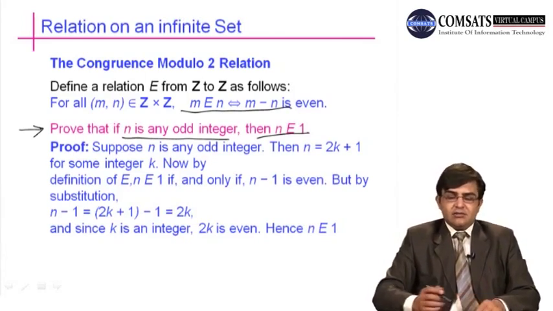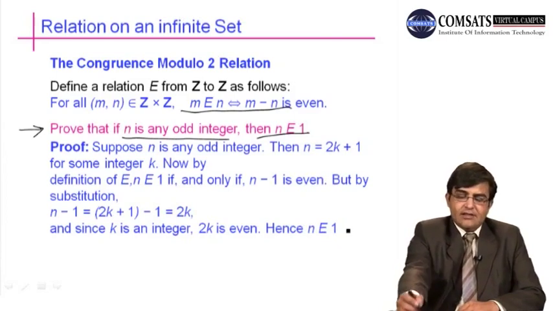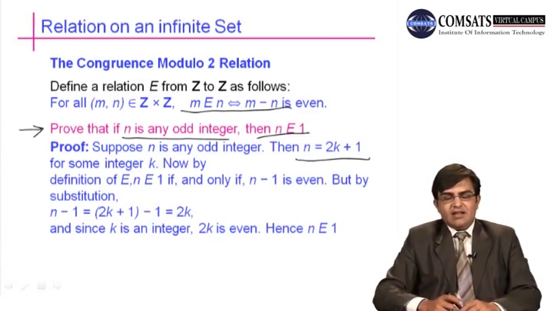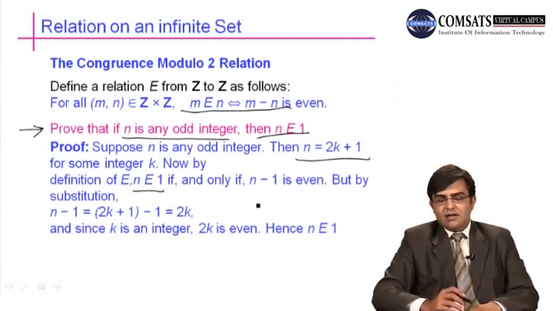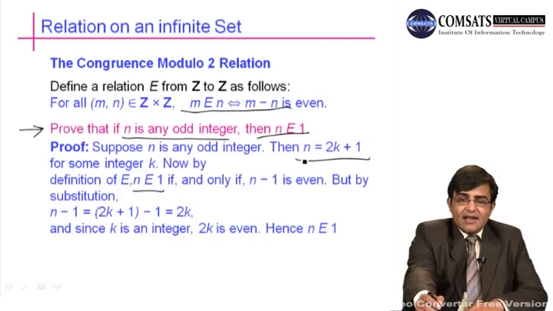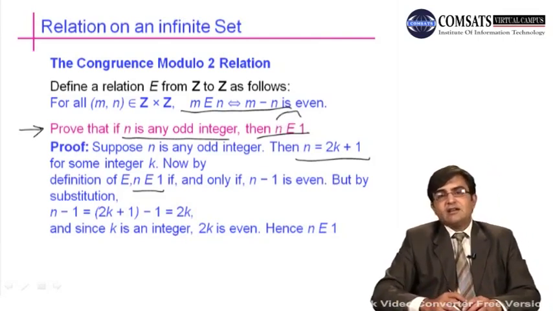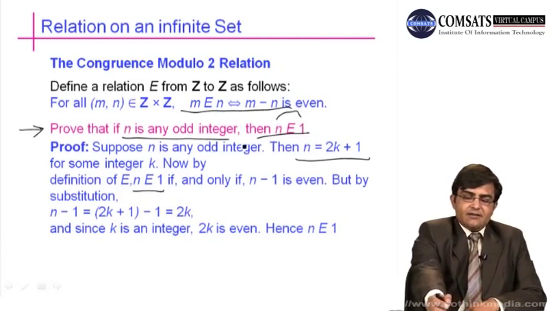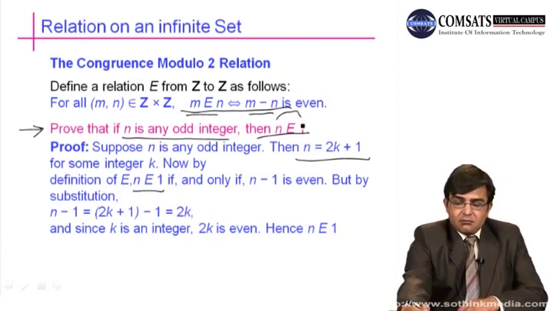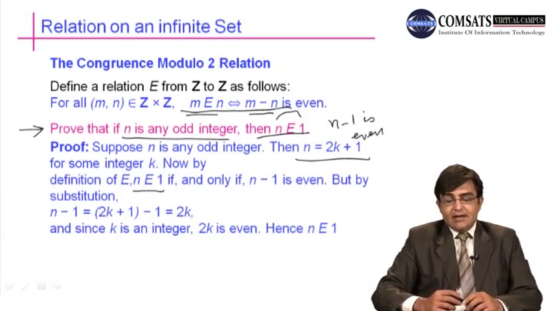Suppose n is any odd integer. Then n can be written as 2k plus 1, as you know, for some integer k, where k belongs to Z. Now by the definition of the relation E, m is related to n if and only if m minus n is even, so n is related to 1 if n minus 1 is even. This is what we have to prove.